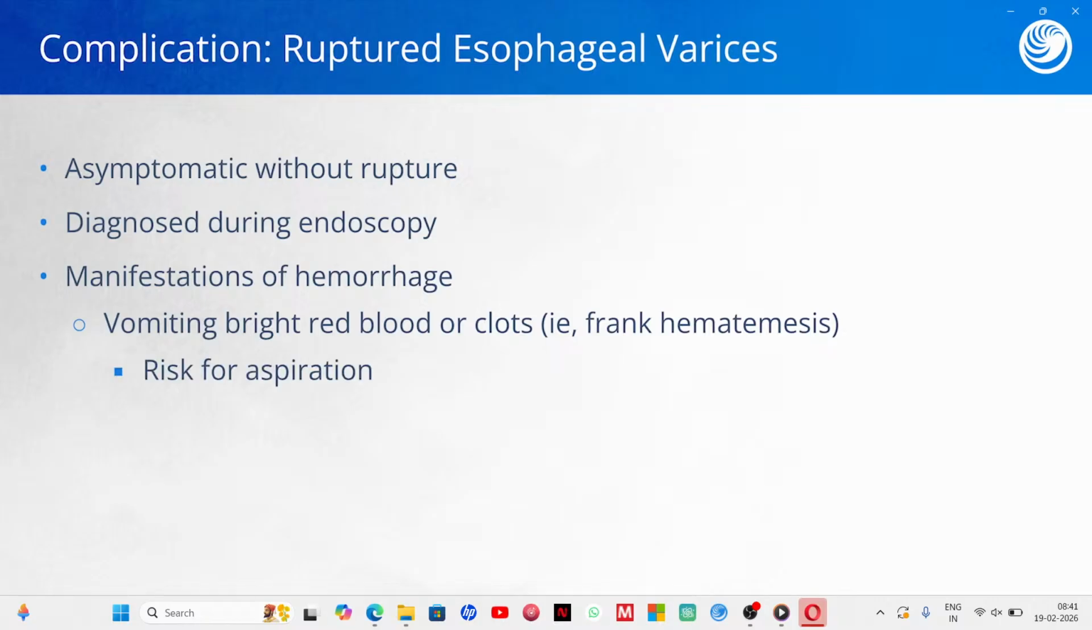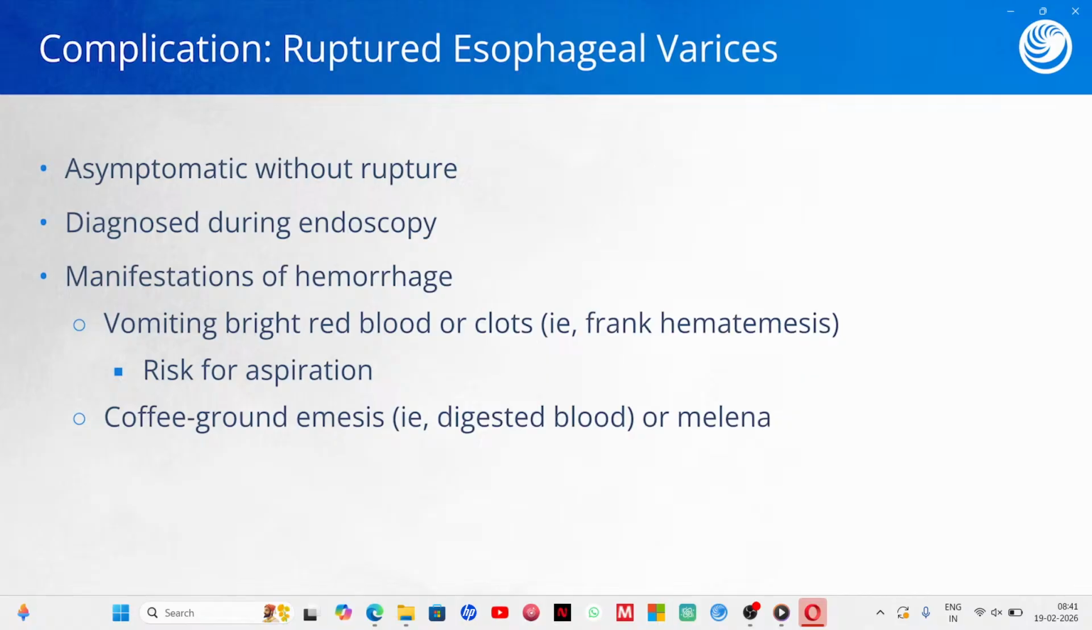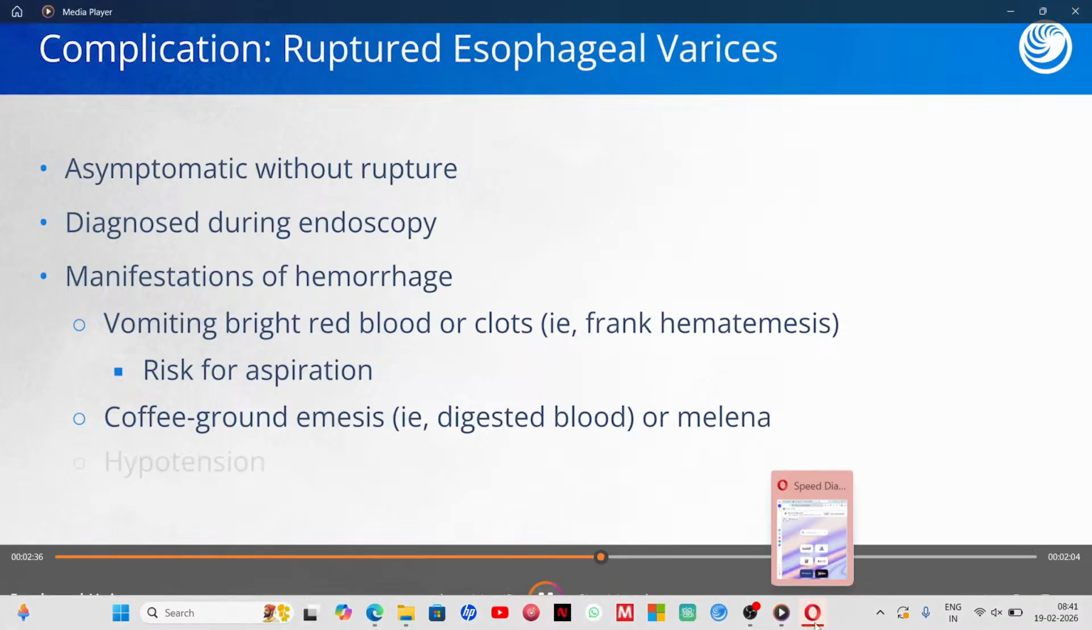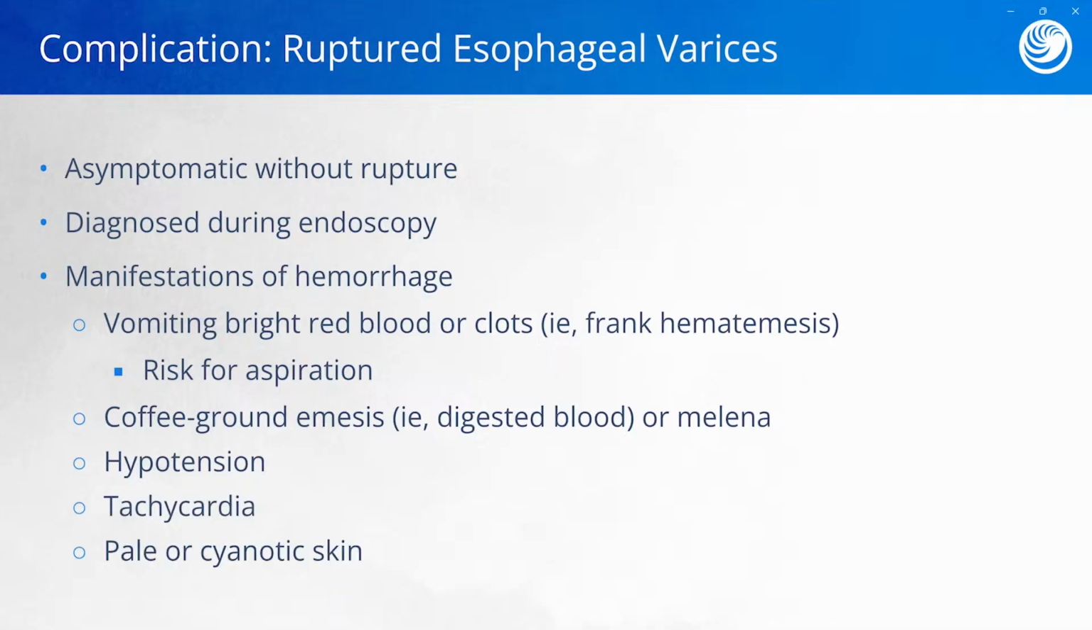If the bleeding is less, say maybe if only 1 or 2 blood vessels have ruptured, we may only develop that coffee ground-like emesis, or the patient may digest some of that blood, which can result in the development of melena. With any type of bleeding, whether it's small or large, we need to make sure that we're monitoring for other signs of hypovolemic shock, such as hypotension, tachycardia, or pale or cyanotic skin.